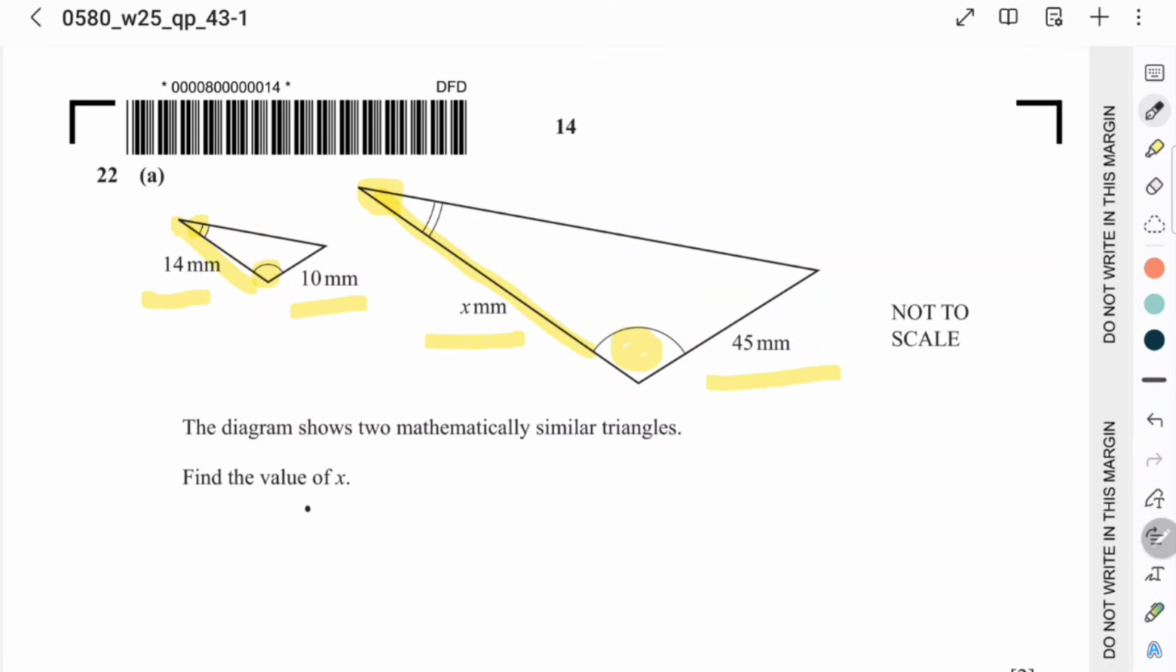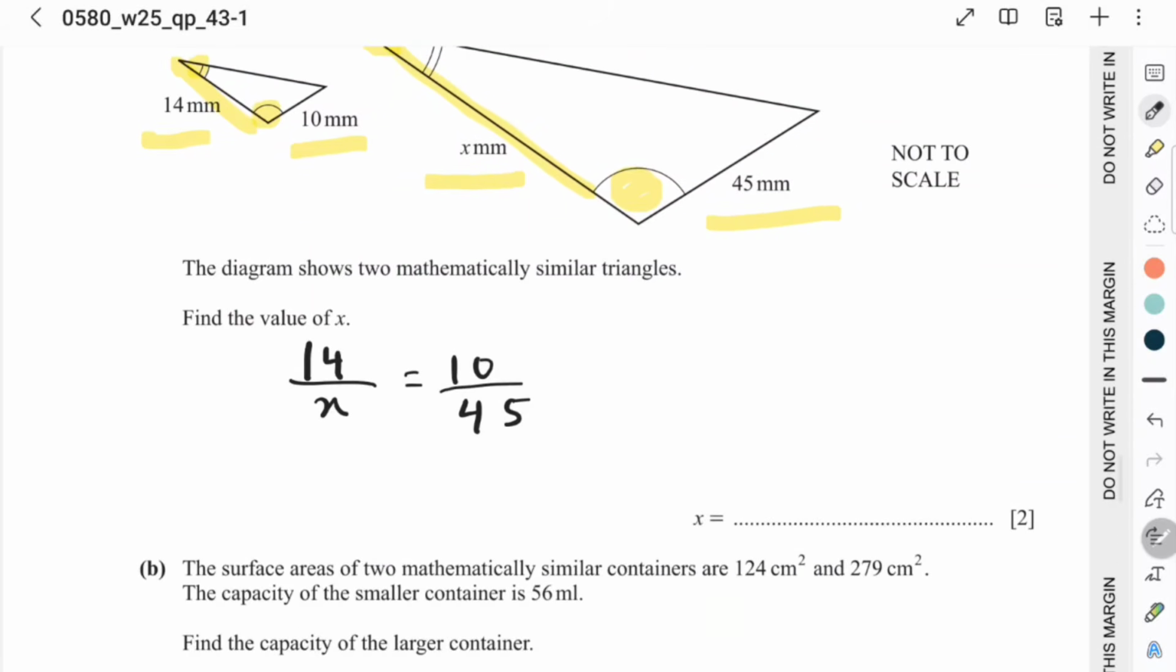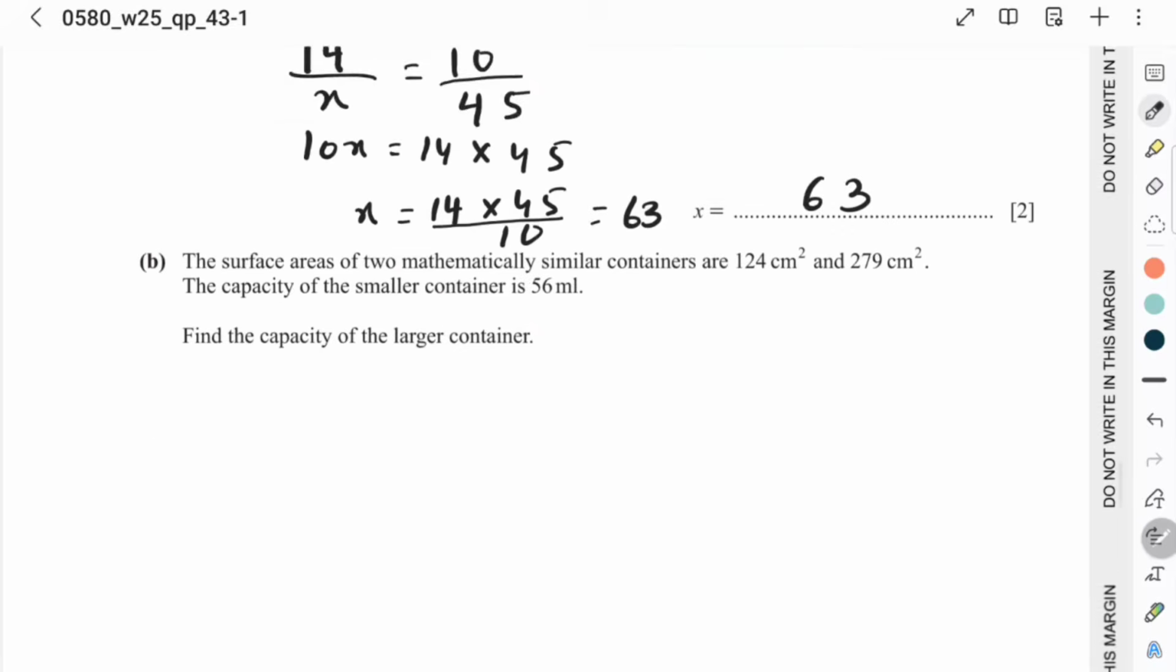So in similarity, the sides are equally proportional. So 14 upon x is equals to 10 upon 45. Alright, so the smaller triangle numerator and the bigger triangle denominator. If you take the bigger triangle denominator, then both the fractions will have the bigger triangle in the numerator. Okay, so that is 10x is equals to 14 into 45, and then x is equals to 14 into 45 divided by 10, and that is equals to 63. Okay, go to the next one.